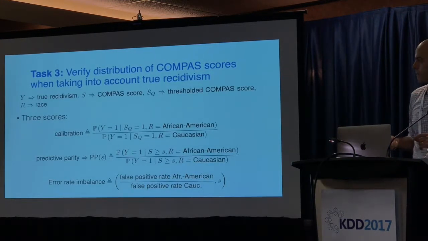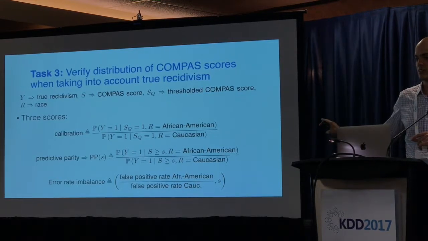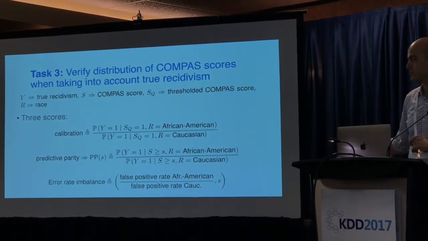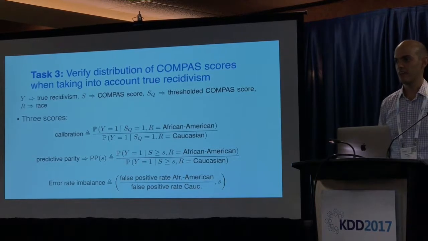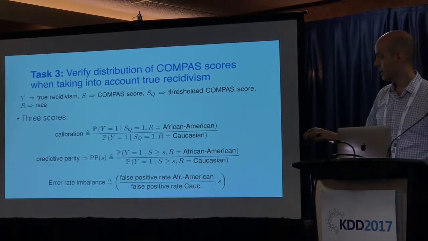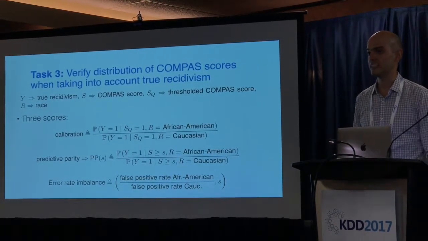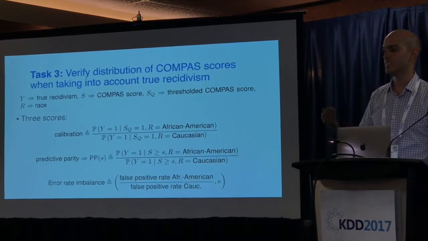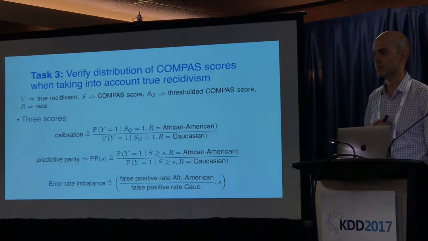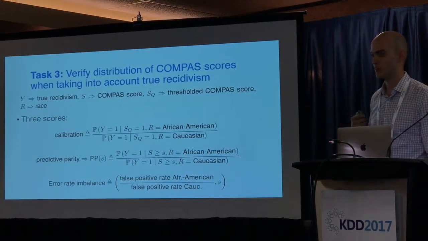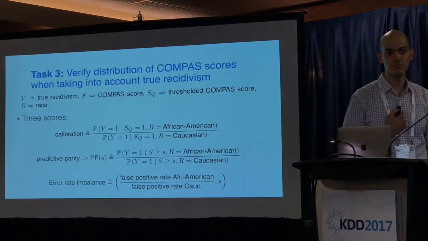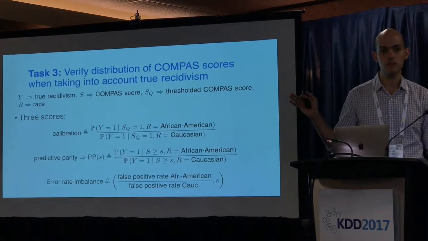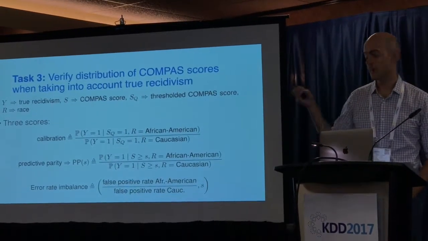Okay, so I'll leave this here on this slide for you to look at these different metrics and look at the data and see how they perform, and see, when we take true recidivism rates into account, what kind of biases, if at all, we observe on the COMPAS algorithm. Okay? Any questions? Okay.